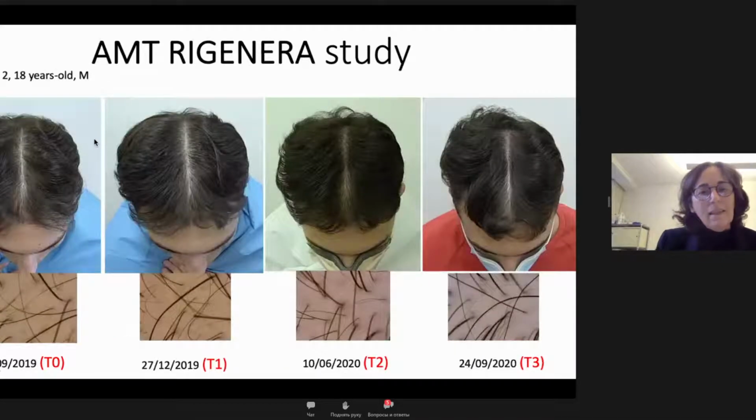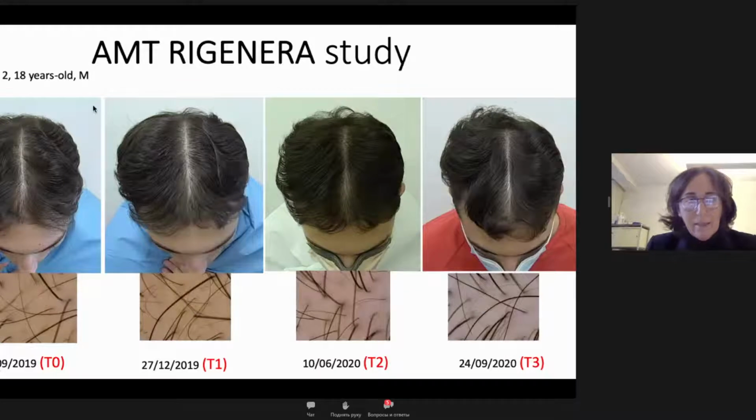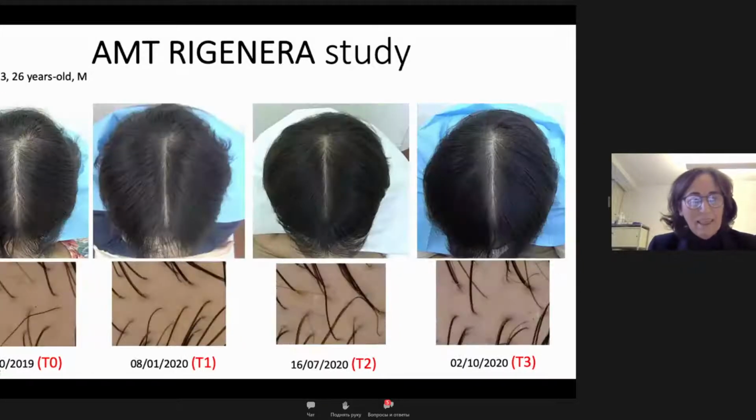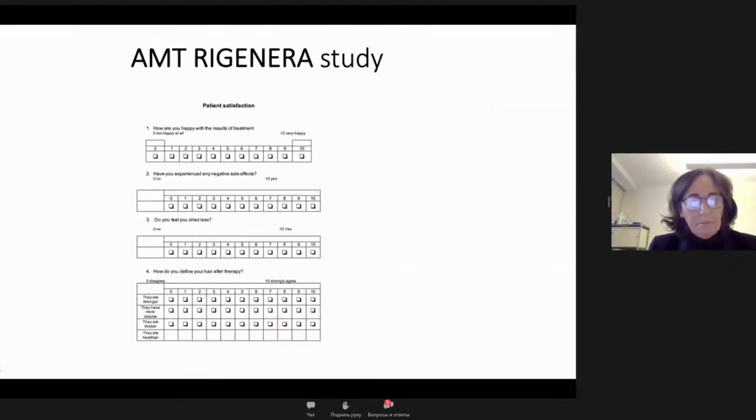Here you can see another example of improved hair density in an 18-year-old boy. He was also very happy with the treatment. And another example again, where also the vertex showed an improved hair density.